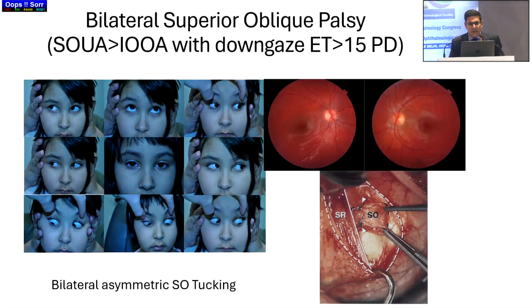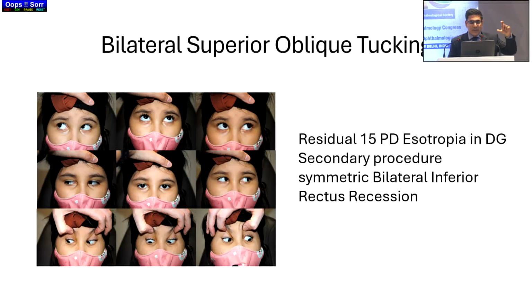The last case is a 9-year-old girl who presented with bilateral acquired superior oblique palsy secondary to a pilocytic astrocytoma removal, and she had asymmetric superior oblique underaction, right greater than left, and about 12 degrees of excyclotorsion. She did have about 15 prism diopter of esotropia in down gaze, but I decided to do a bilateral asymmetric superior oblique tucking without doing anything for the esotropia in down gaze. I should have, because she came back with a residual 15 prism diopter of esotropia in down gaze. That's when I did a sequential surgery, a second procedure with bilateral inferior rectus recession, and she had an excellent result.